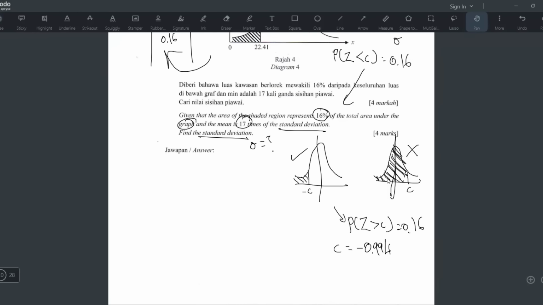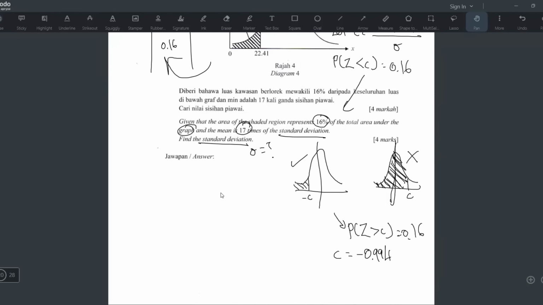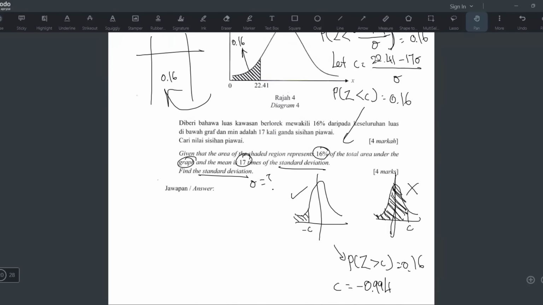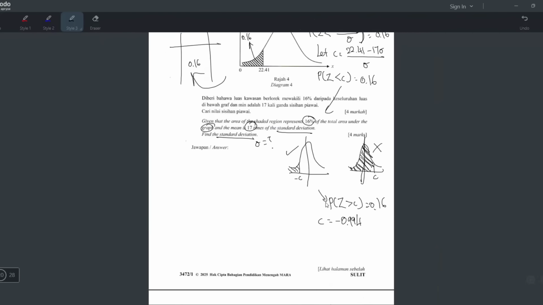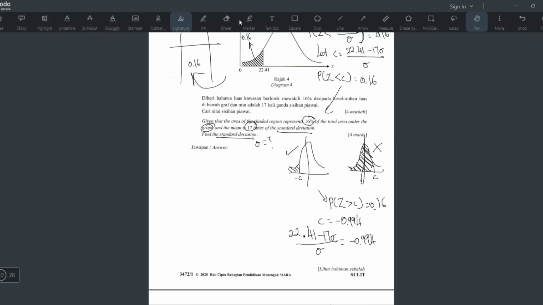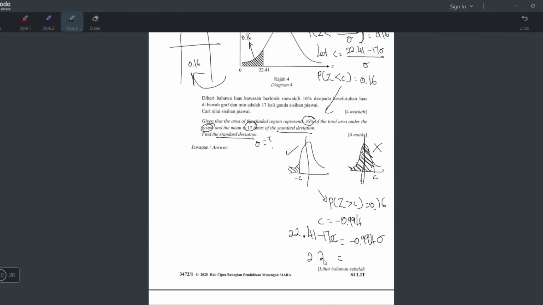Alright, because just now you already check your C is negative. Okay, sekarang bolehlah ganti C dengan ni, and then bolehlah cari standard deviation. Okay, so it will be 22.41 minus 17 over standard deviation equals negative 0.994. Alright, I'm gonna erase this standard deviation because I know yang ni kena hantar atas jadi darab. So dia akan jadi darab standard deviation macam ni. And then the 22.41, I think I'll leave it here.